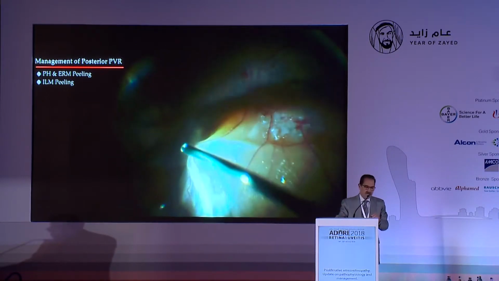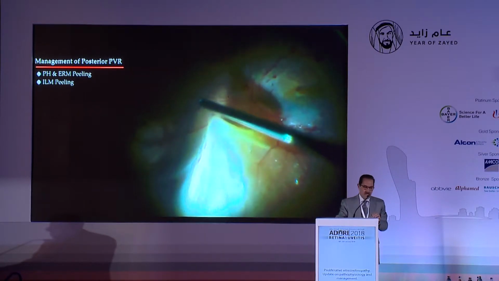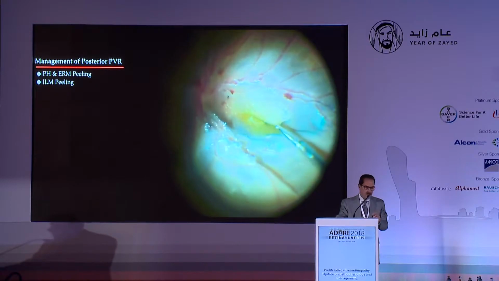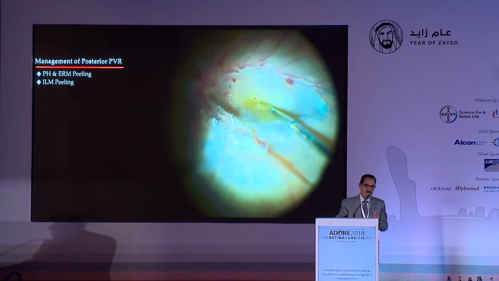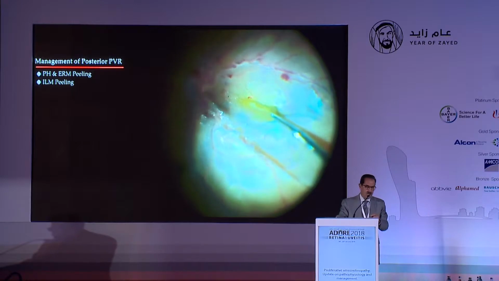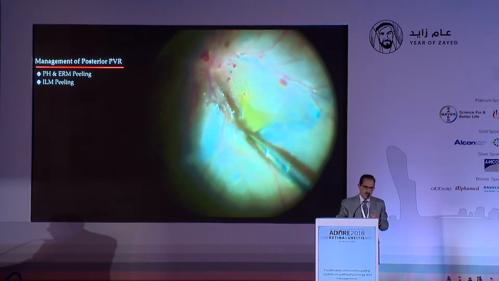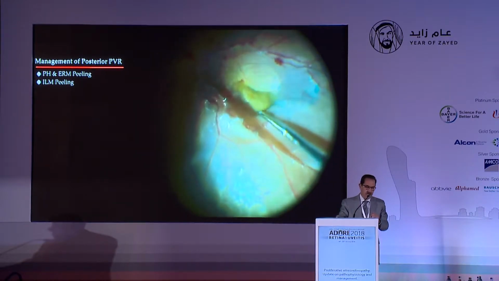In PVR cases, it is necessary and very, very important to remove the internal limiting membrane. The behavior of the internal limiting membrane in these cases differs from one case to the other, but usually it is strongly adherent to the underlying retina. This is another case which shows that the epimacular membrane is a part of the posterior hyaloid.